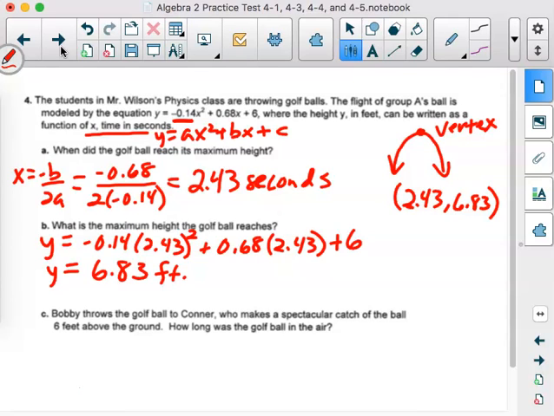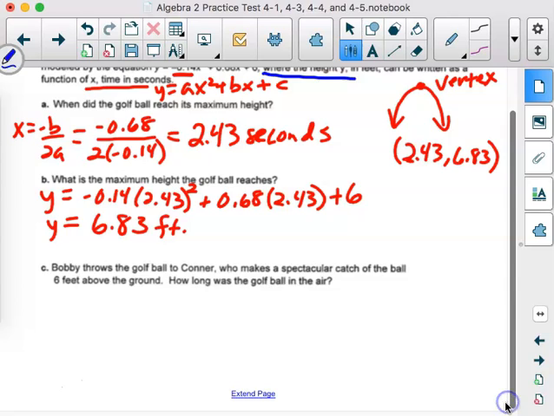Now C says, Bobby throws the golf ball to Connor, who makes a spectacular catch of the ball 6 feet above the ground. How long was the golf ball in the air? Oh, so I'm going to have to put the 6 somewhere in that equation and then figure out what the x-intercept is. All right, 6 feet above the ground. The height y is in feet. So I'm going to have to put that 6 over here for y and see what happens.